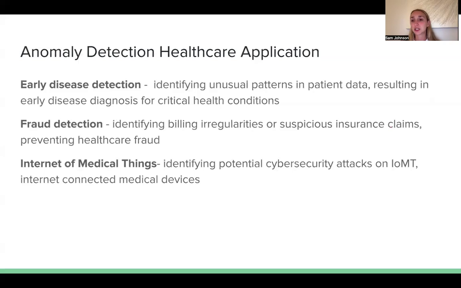So, anomaly detection, what does it look like within healthcare? One application of anomaly detection is early disease detection. Anomaly detection algorithms can be used to identify unusual patterns in patient data, which may result in early disease diagnosis, especially for critical health conditions. For example, an anomaly detection algorithm may detect if a patient's blood pressure is abnormally high.